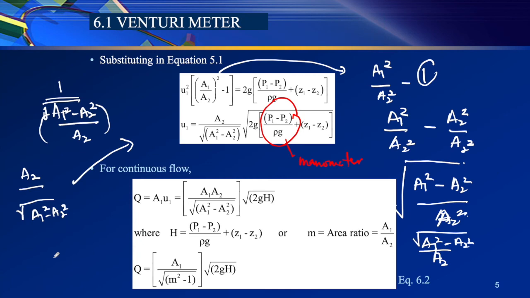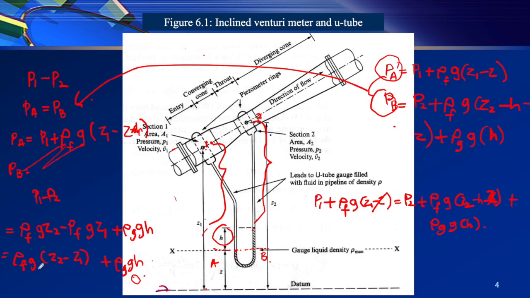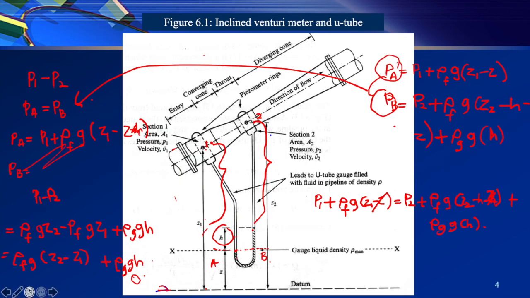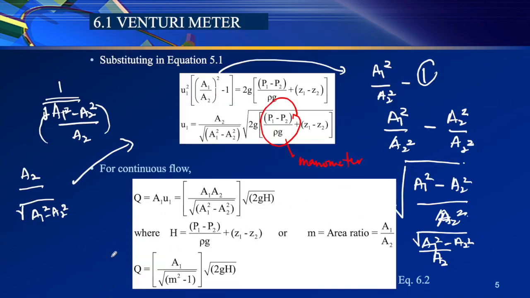So this is a positive value, but now here Z2 is a negative value. So rho g (Z2 minus Z1), rho g will be cancelled out with rho g. Okay. And then please try to substitute into this equation, P1 minus P2, right? P1 minus P2, you have derived it to be like this. And then substitute this equation into the P1 minus P2 equation here.